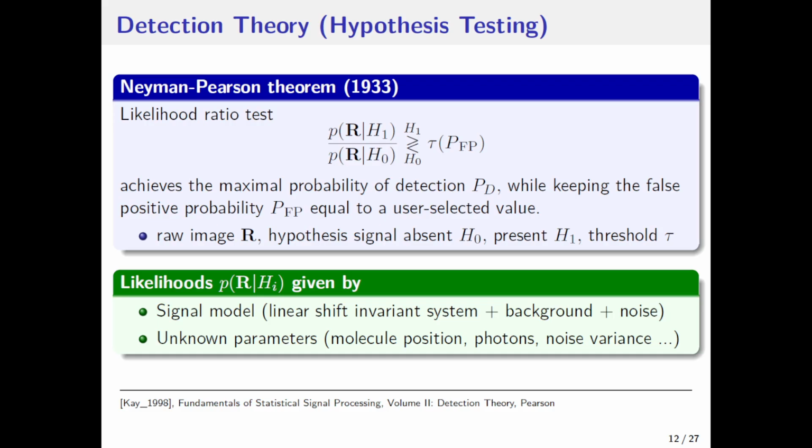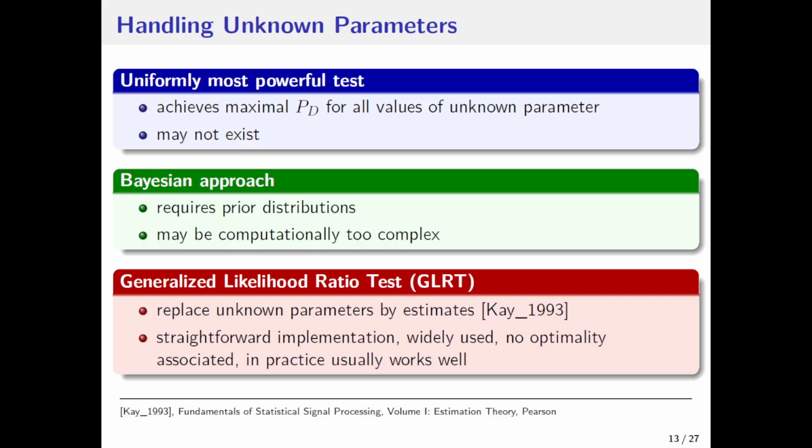And what's nice about likelihoods is that once we have an idea how the signal was created, in microscopy, we model the microscope as a linear system plus background plus noise. And it's fine even if we only have a rough idea of how the signal was created, because there are ways to handle it if some parameters of the model are unknown, like the position of molecules and the variance of the noise.